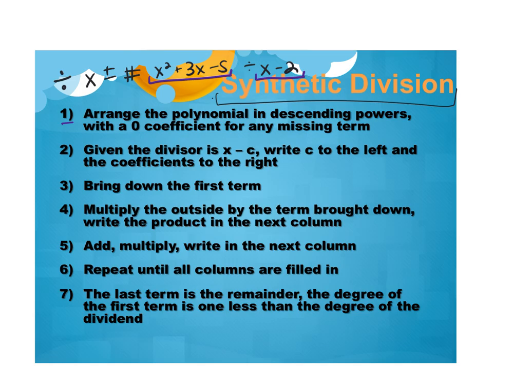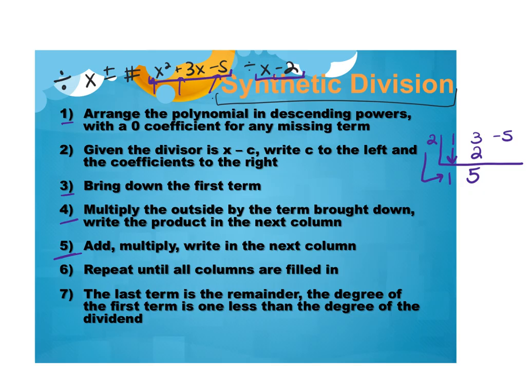Then, given x minus c is what I'm dividing by, I'm going to write c to the left, which means I'm going to change the sign on what follows. And I'm going to put just a positive 2 to the left. And then I'm going to list all the coefficients of my dividend, which would be 1, 3, negative 5. So I ignore all the variables. Then I bring down the first term. So I bring down the 1. I multiply what's on the outside by that number and put it in the next column. So 2 times 1 is 2. Then I add those two together. I get 5.